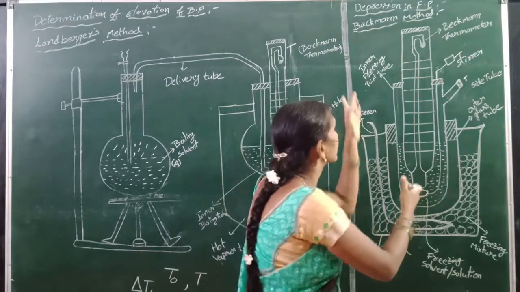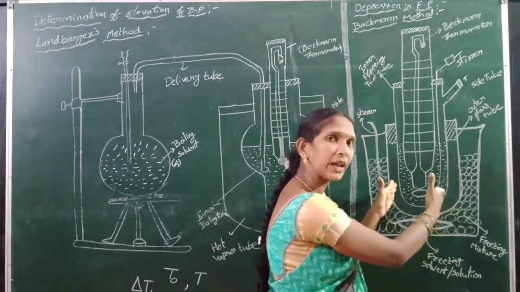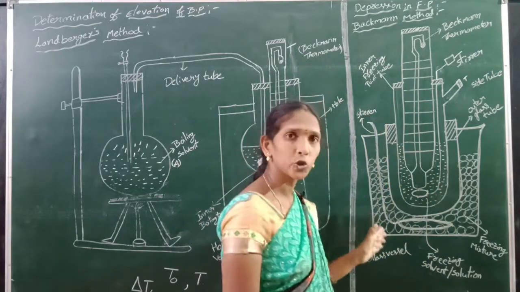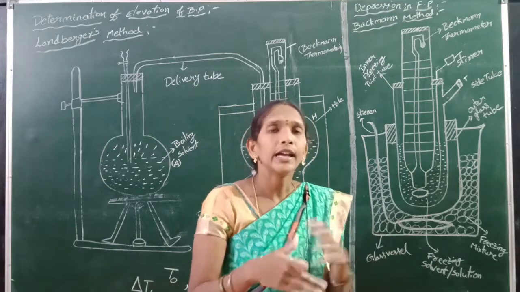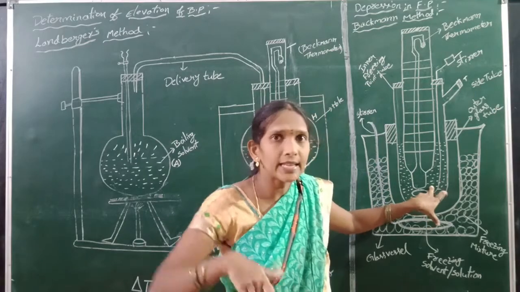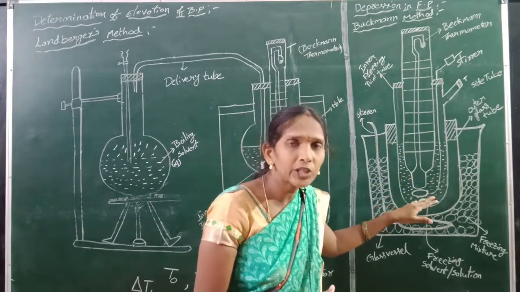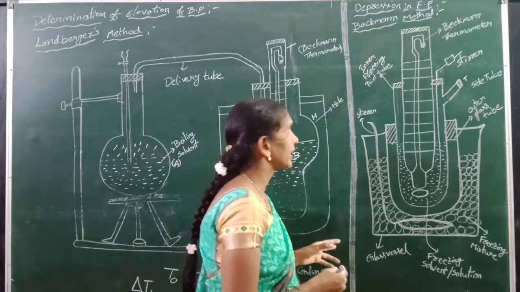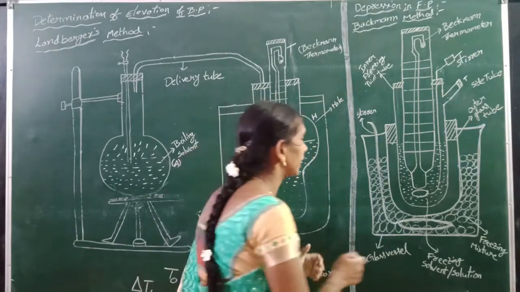Then again the inner freezing tube is placed in the freezing mixture. The above process is repeated. This solution is stirred with the help of the stirrer. The falling temperature is noted on the Beckmann thermometer. That is the freezing point of the solution.